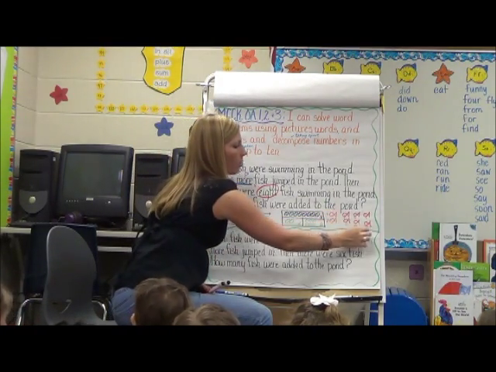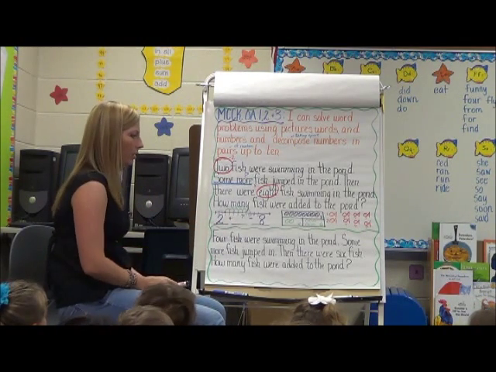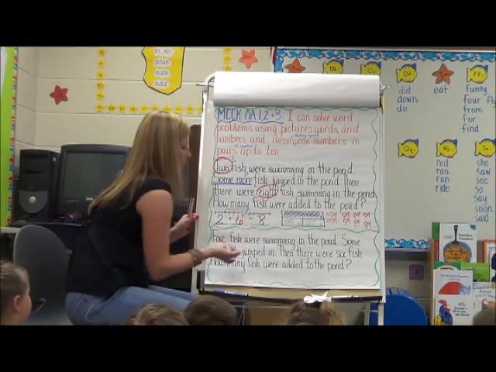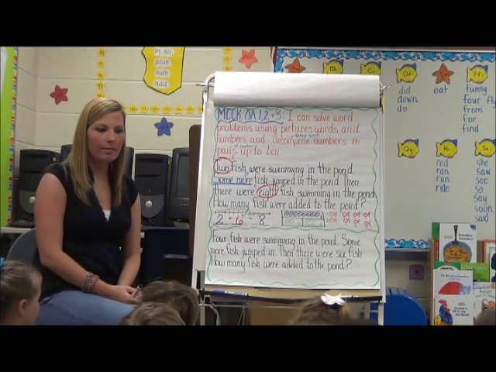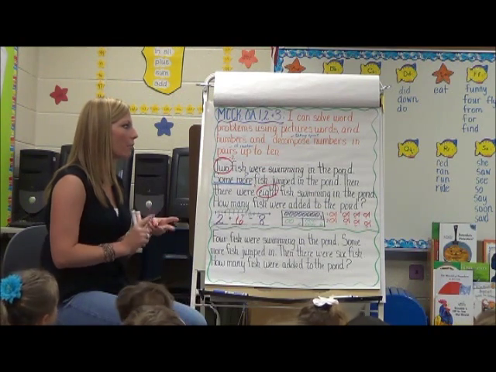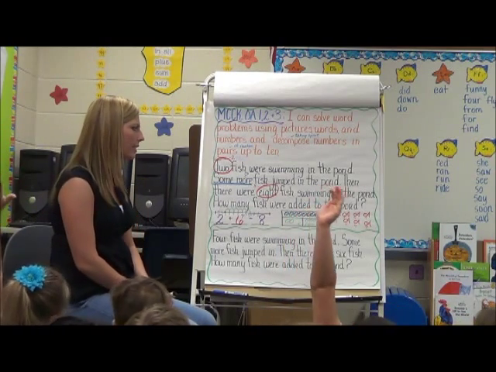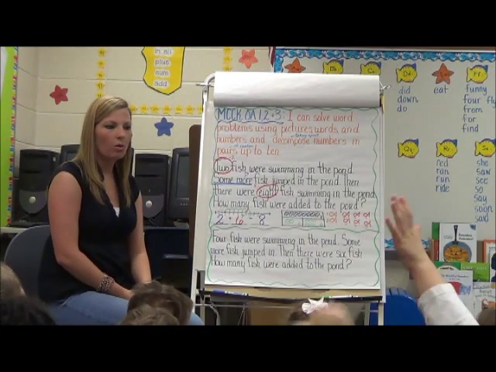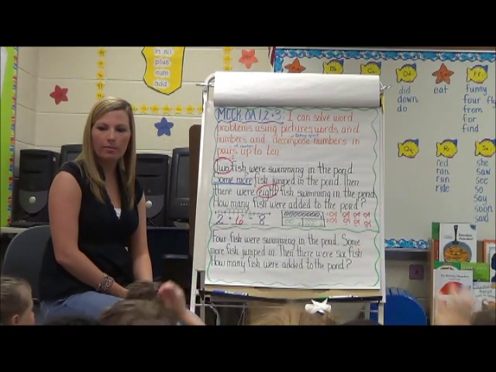So how many more were swimming in the pond? 6. So what number needs to go here? 6. And they're following on with the 2 fish. Very good. Does everybody see that and understand that? Yes. All right, so I've included my pictures and my numbers. What else do I need to do? Your words. My words. What can my word sentence say? Listen to the question. How many fish were added to the pond? What could I say in my word sentence? William, do you know?